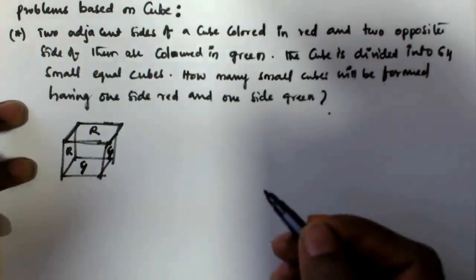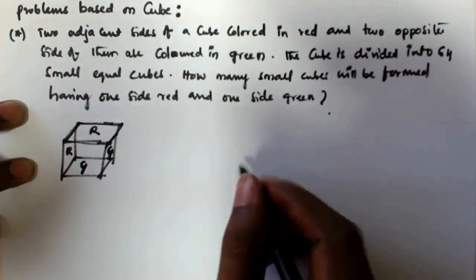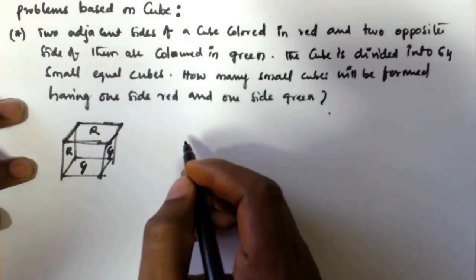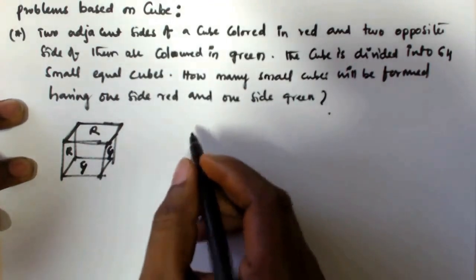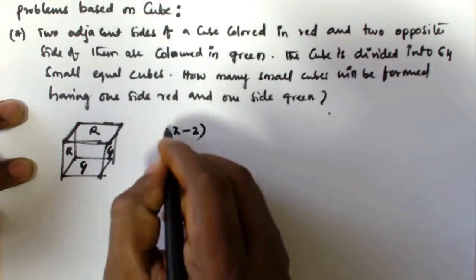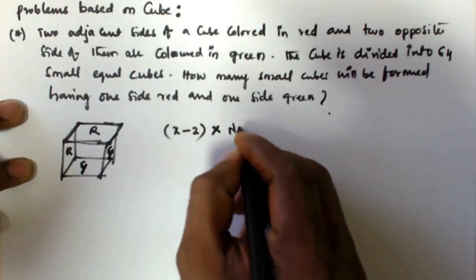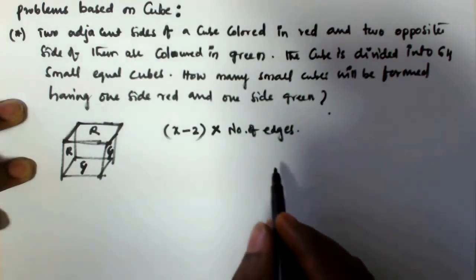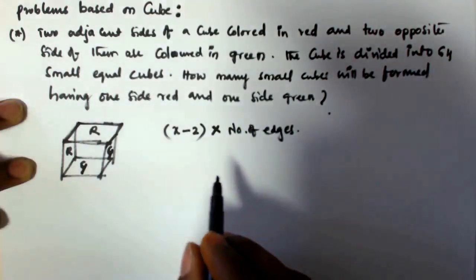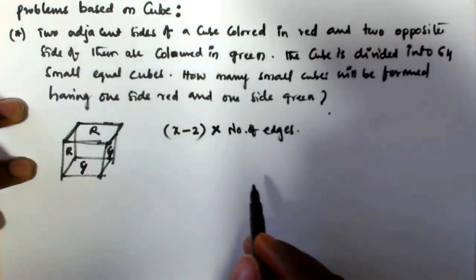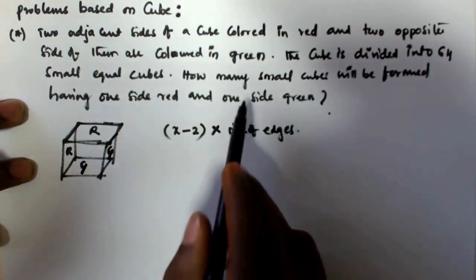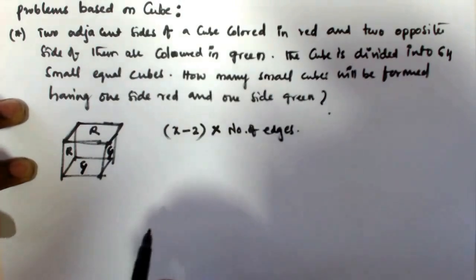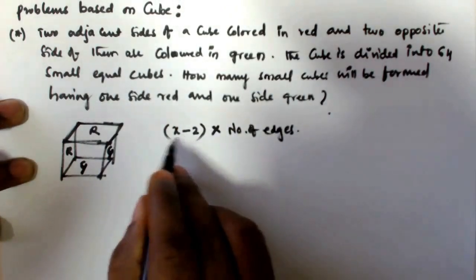In the previous video, I told that the number of cubes formed having two sides colored is given by x minus 2 into the number of edges. This gives the number of small cubes having two sides painted. But here the two sides' colors are red and green. So how do we find the value of x?